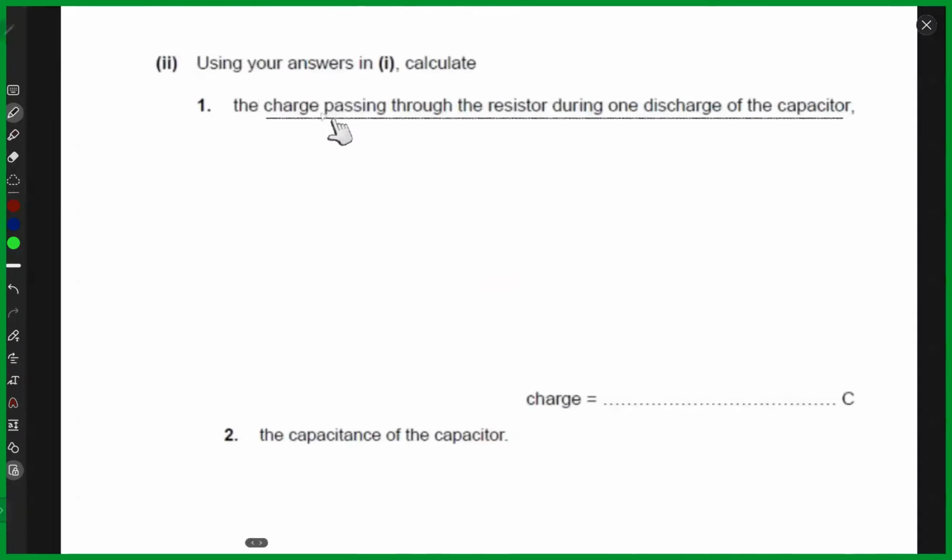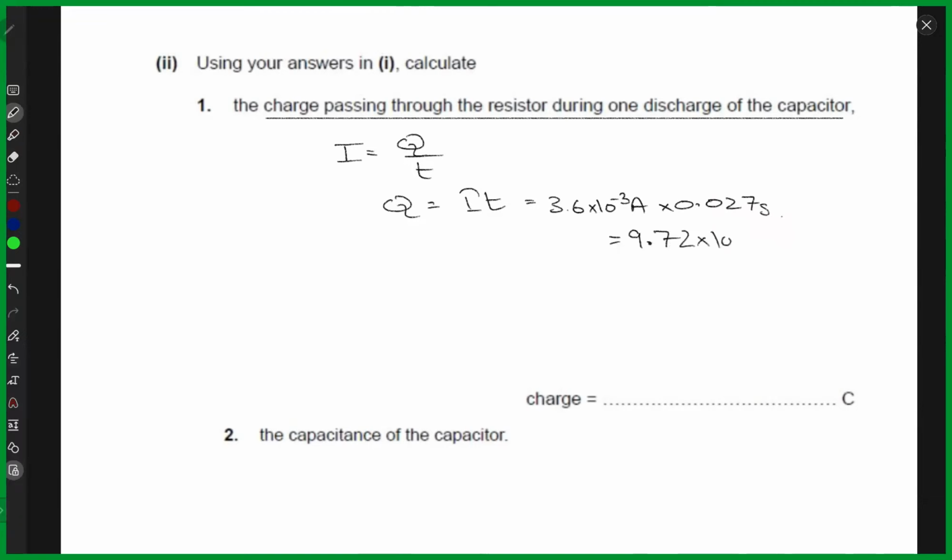And we know that the current is defined as the rate of flow of charge. So from here, the charge is just the product of current and time. So you just have to use your values for the mean current, which is 3.6 into 10 raised to power minus 3 amps times the time for one discharge cycle. So it's for one discharge, so it's 0.027 seconds. Right? And this will give you the charge of 9.72 into 10 raised to power minus 5 coulombs. Was that clear? Yes.